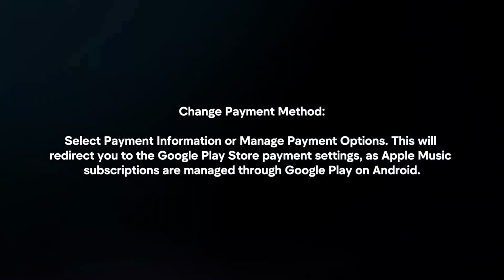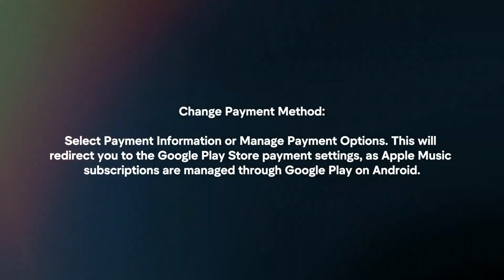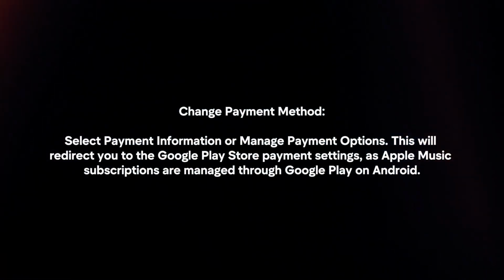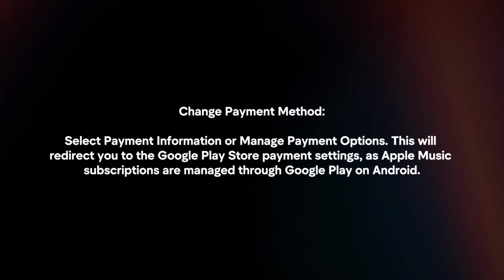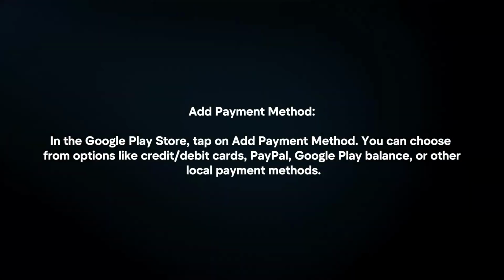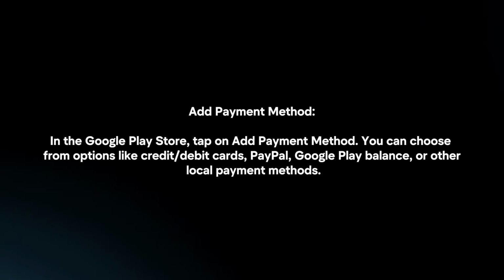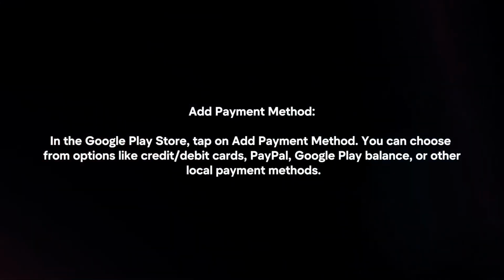Change payment method. Select payment information or manage payment options. This will redirect you to the Google Play Store payment settings, as Apple Music subscriptions are managed through Google Play on Android. Add payment method. In the Google Play Store, tap on Add payment method. You can choose from options like credit or debit cards, PayPal, Google Play Balance, or other local payment methods.